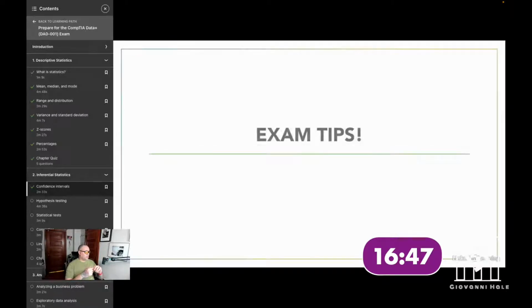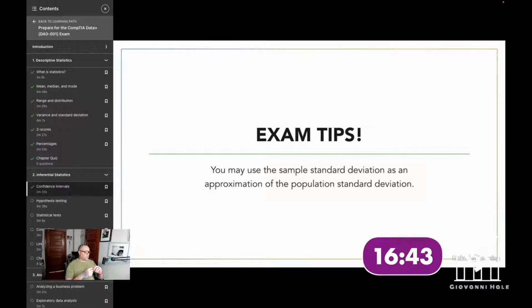Now I'll end our conversation about confidence intervals with an important note. In the formula I just showed you, we use the population standard deviation, sigma, to compute the confidence interval. The reality is, in many business problems, we don't actually know the population standard deviation because we only have data about a sample. In those cases, we can use the sample standard deviation, S, as an approximation of the population standard deviation.